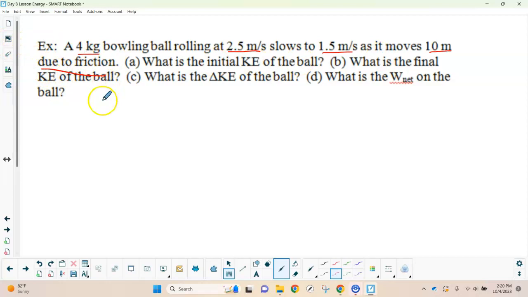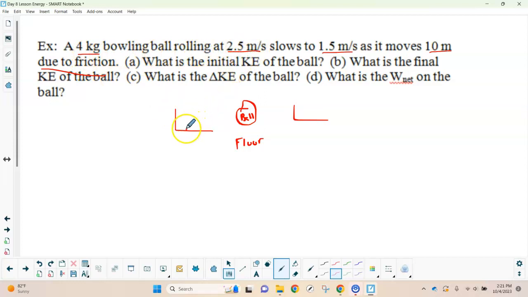All right. So again, we could do an LOL chart. I'm going to do a really quick one here. And I'm just going to put the ball as the only thing that we care about. So we're not going to deal with the floor. The floor is outside of our system. So let's try to think about this. In the beginning, this ball is moving at 2.5 meters per second.